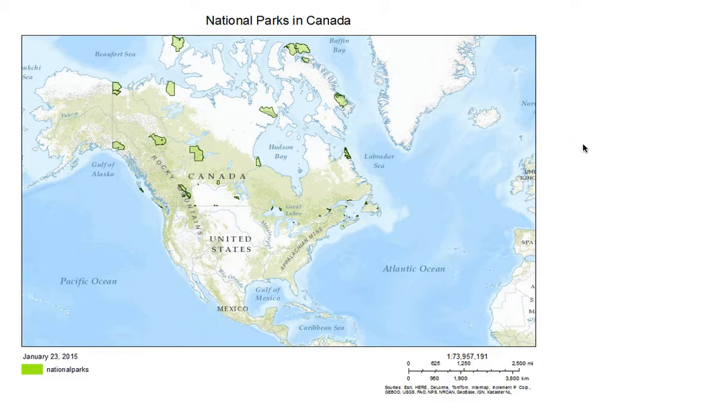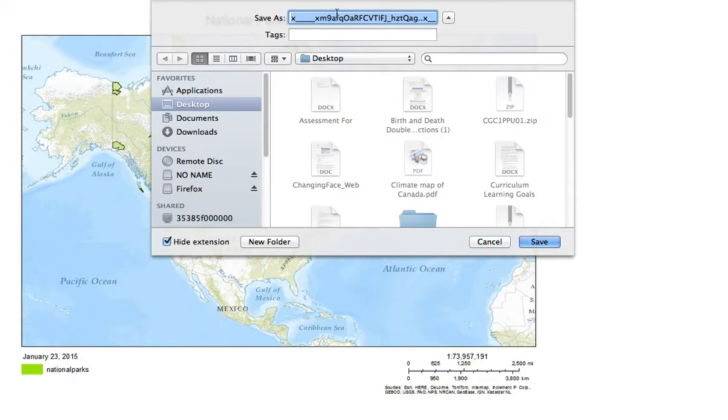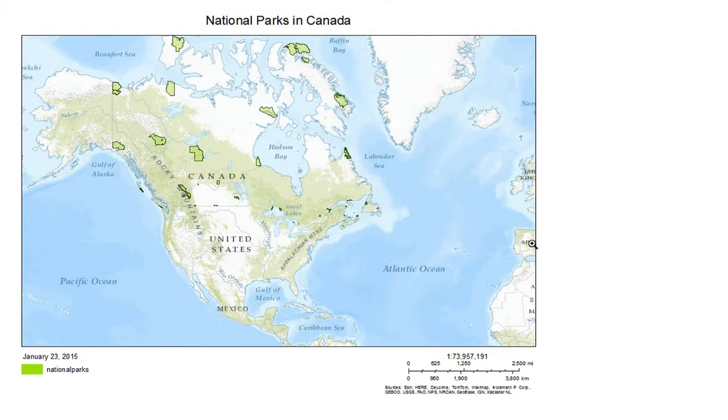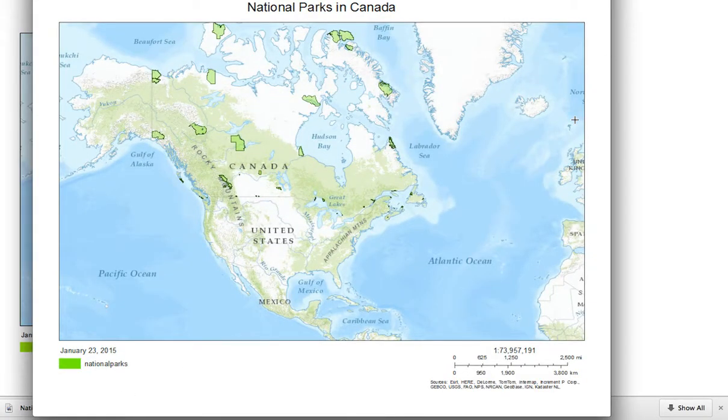Now your last step is you're going to right click and you're going to save this. So I'm going to save this in my personal files and I'm going to name it National Parks of Canada. And you're going to save it on your own desktop and then you are done. And then what you'll have now is a National Parks of Canada image file that you can click on and it'll open and there you have it.